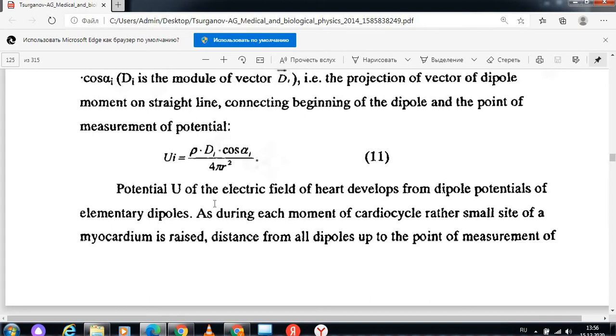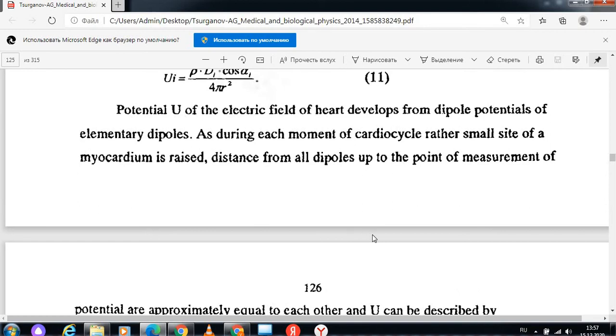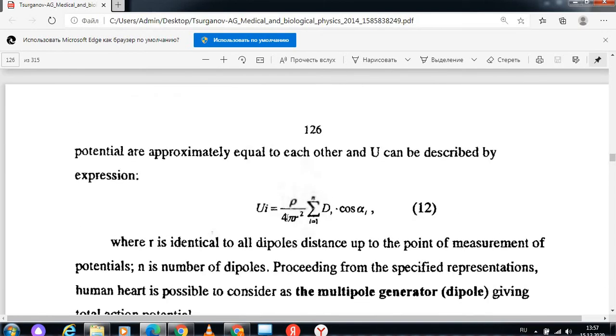As during each moment of the cardiac cycle, rather a small site of the myocardium is reset, the distances from all dipoles up to the point of measurement of the potential are approximately equal to each other, and the potential of the electric field of the heart can be described by this expression: U equals rho divided by 4πr squared in the denominator, multiplying the sum from i equals 1 to n of di multiplying by cosine alpha I.